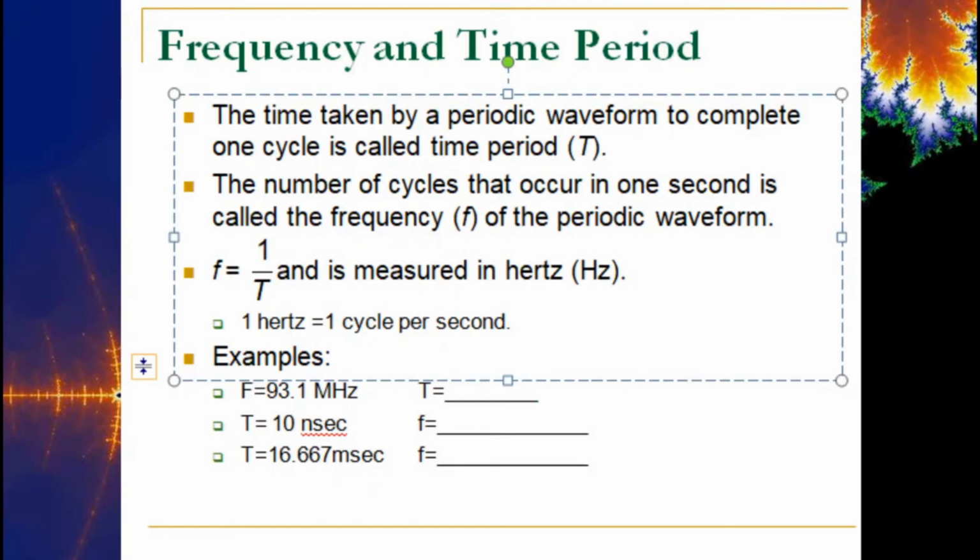So 93.1 megahertz is the frequency for, what did we say? 10.7 nanoseconds. Okay. What about 10 nanoseconds? How about 100 megahertz? Yep. Yeah, so that one, yep, that's it.